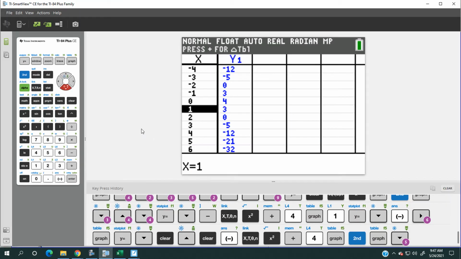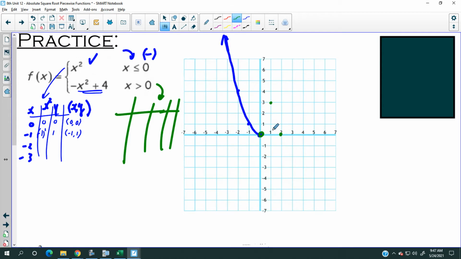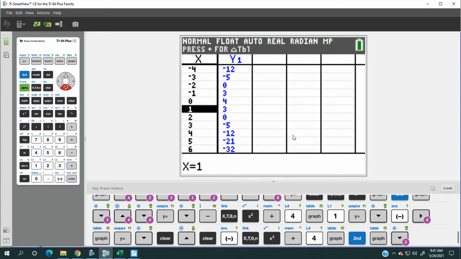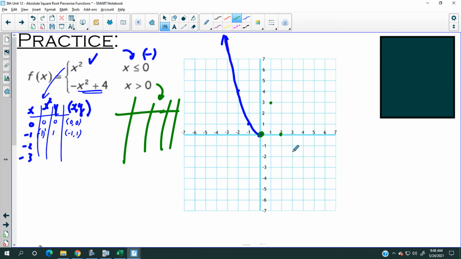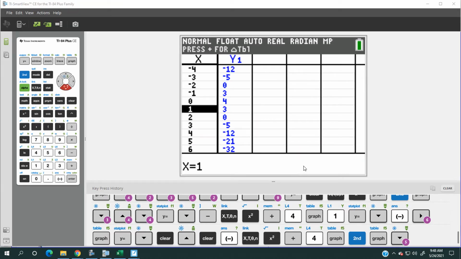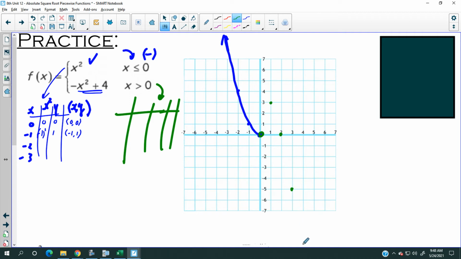All right, 3, -5. Is that right? 3, 1, 2, 3, 4, 5. And I think that's it, all right? Because 4, -12 is all the way down here.